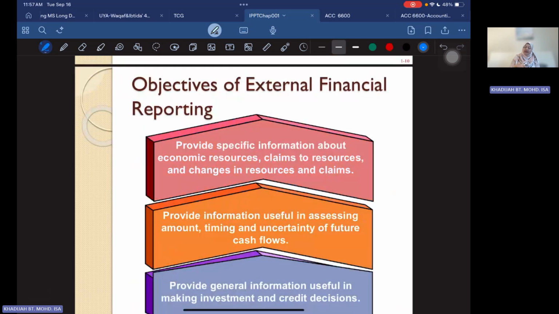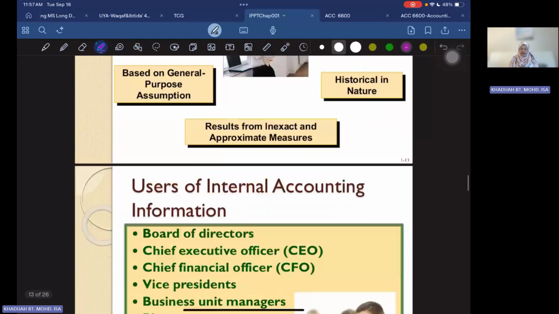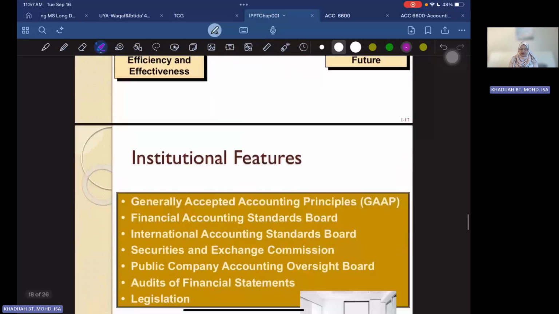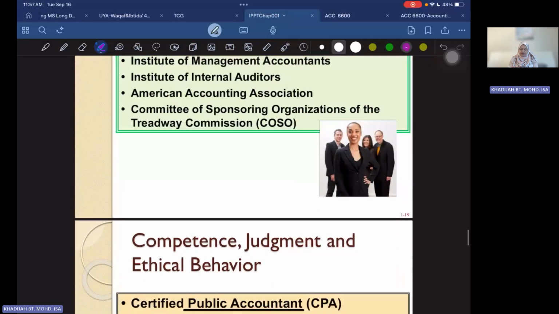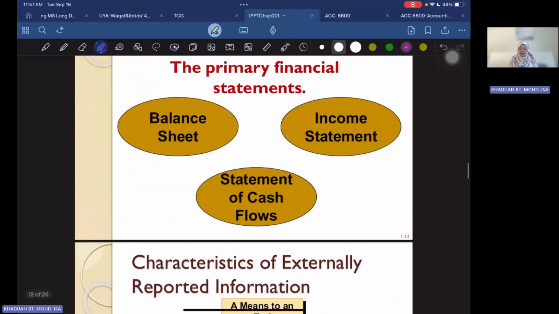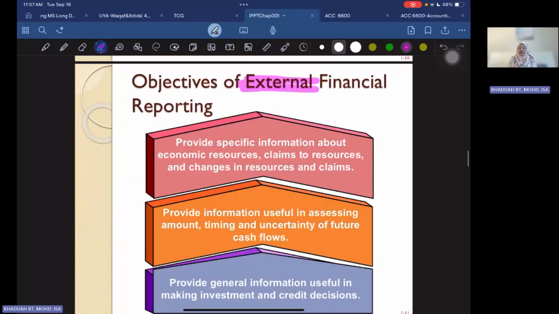Now, with regard to financial reporting, we have two types: the external financial reporting, and we also have the internal. So we'll see where is the internal. Maybe later. So the external, we're talking about the external financial reporting.